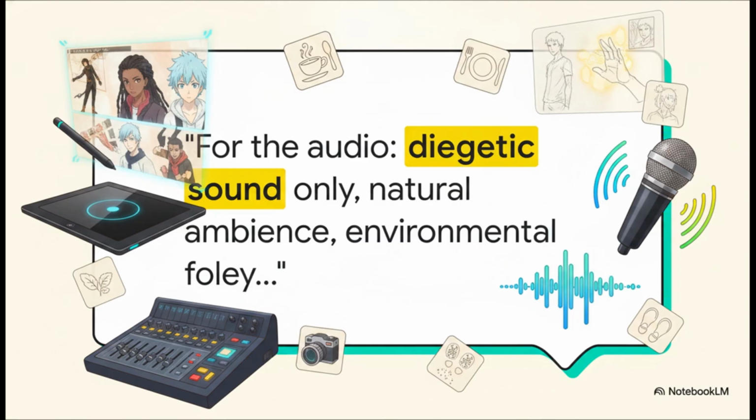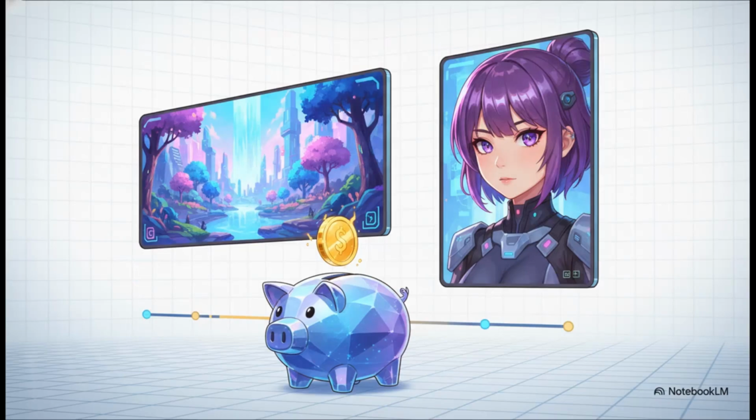It says, use the reference storyboards to make a full animation movie. For the audio, diegetic sound only, natural ambience, environmental Foley. Okay, that phrase right there, diegetic sound only, is a total secret weapon. It tells the AI to generate audio that actually exists within the physical world of the scene. Think the clinking of coffee cups or the hiss of an espresso machine. It stops the AI from just slapping a random distracting music track over everything, which makes your ad feel incredibly grounded and premium.